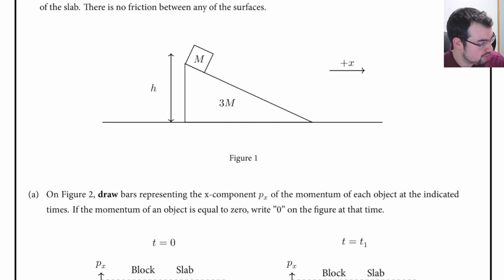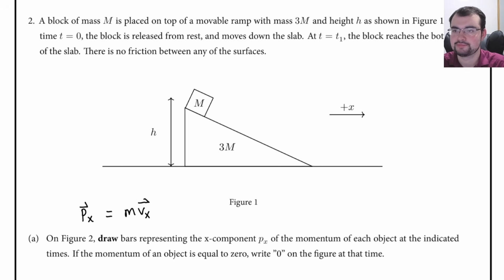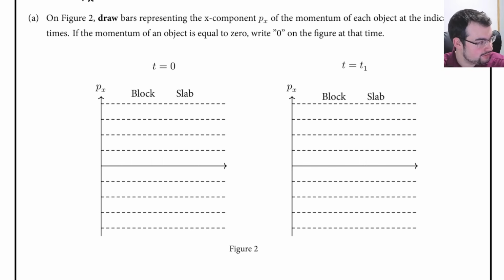So momentum, of course, we have the formula that momentum is defined as mass times velocity. And all of this looks to be taking place in this horizontal coordinate system, so we're just doing this sort of x. Well, at t equals 0, everybody is at rest. So if everybody's at rest, neither the block nor the slab have any momentum.